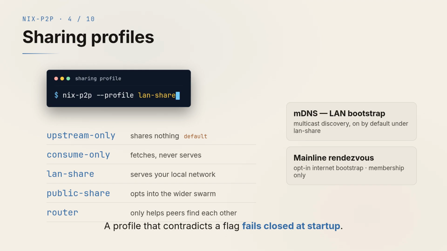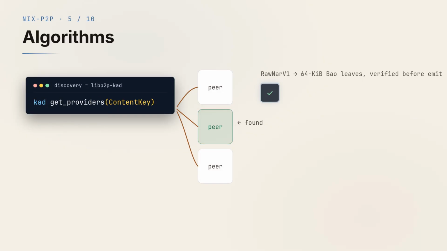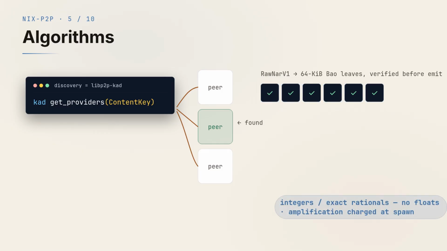Bootstrapping is mDNS on the LAN or an opt-in mainline rendezvous across the internet. Discovery is Kademlia. A provider query answers who holds a given hash, adopted from a mainnet-proven library rather than hand-rolled. mDNS and mainline only bootstrap peer addresses; content routing stays Kademlia-exclusive. Transfers are BLAKE3 and Bao verified, streamed leaf by leaf. And every budget and admission decision is computed in integers or exact rationals, no floats, an owner rule with amplification charged at spawn.